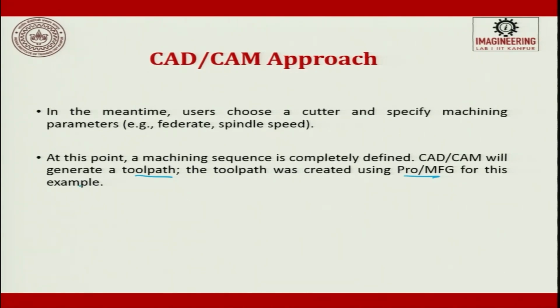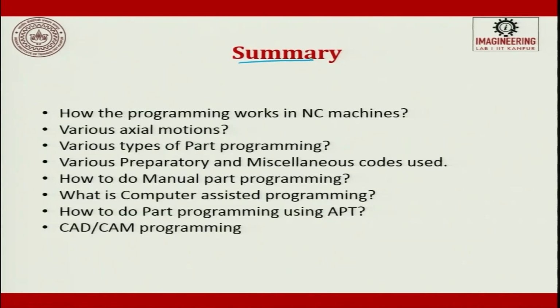To summarize, what we saw in this lecture is how programming works in an NC machine, the various axis motions, the different types of part programming, the various preparatory and G codes, how to use manual part programming, what computer assisted programming is, how part programming uses APT, which is English based code, and CAD/CAM programming where we will see a simulation. Thank you.